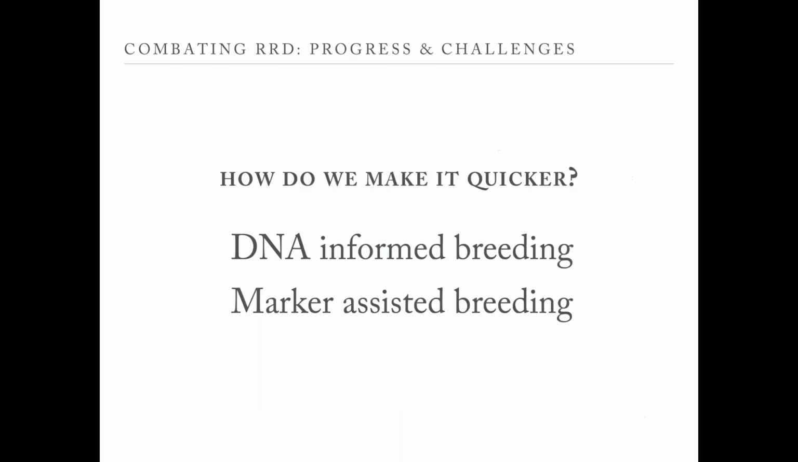So how do we make this quicker? How do we do this? We use what's called DNA-informed breeding or marker-assisted breeding, but using current-day genomics and sequencing. It's now common within many plant species and crops to use DNA-informed breeding, which will greatly improve the speed at which we can move resistant material to the field.